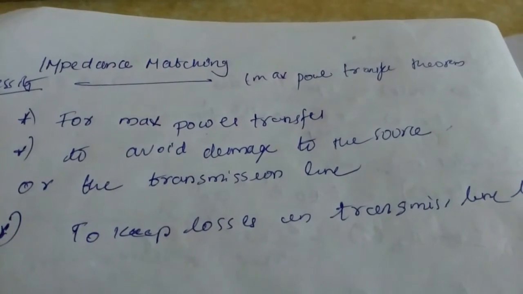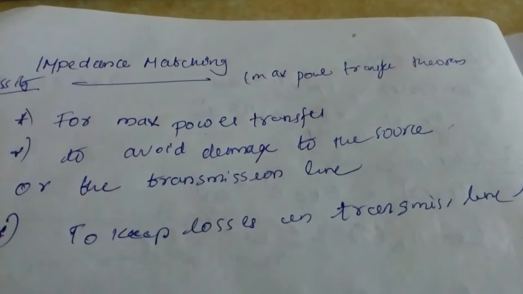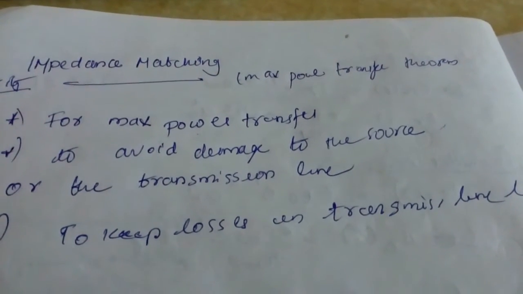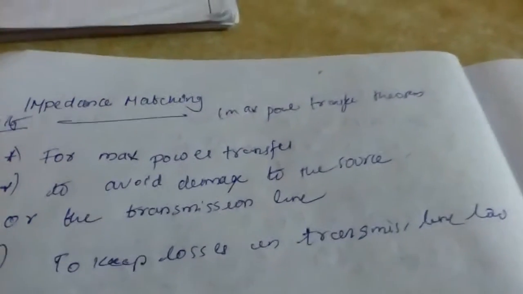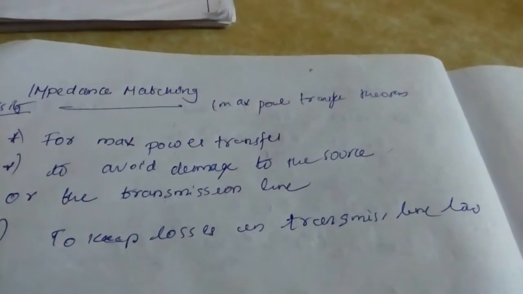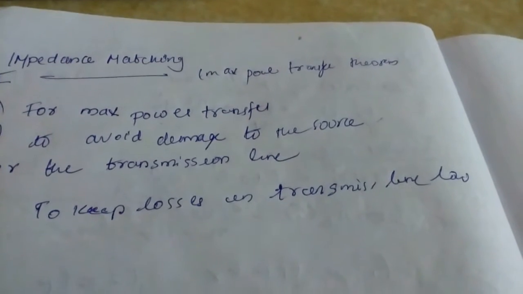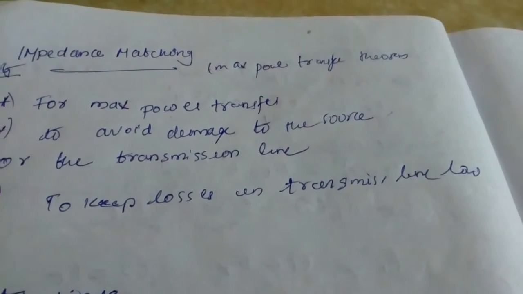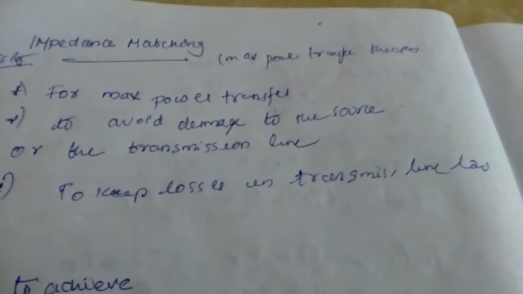Actually, there are mainly 3 points regarding it. The first one is for the maximum power transfer from the source to the load. The second one is to avoid damage to the source or the transmission line. And the third one is to keep the losses in the transmission line low. We don't want to go into too much detail.